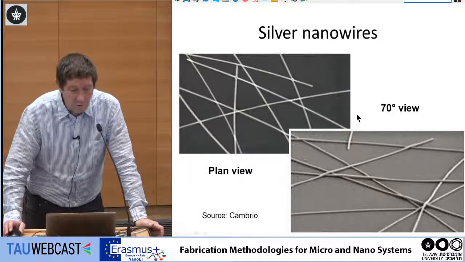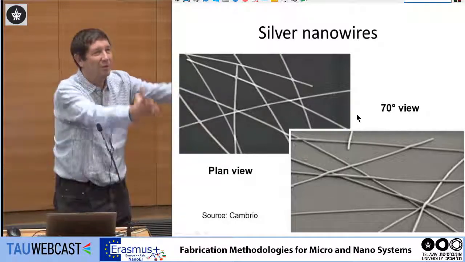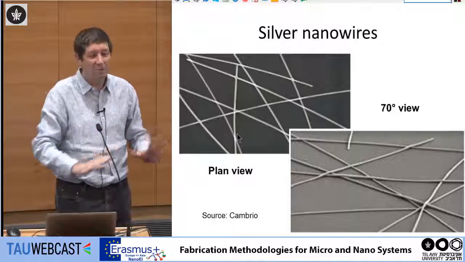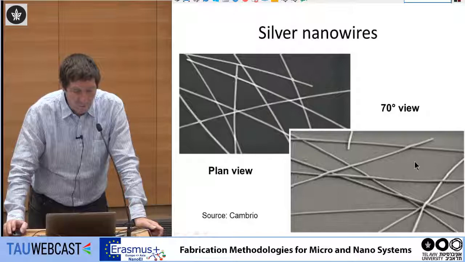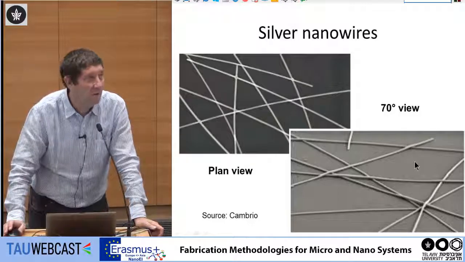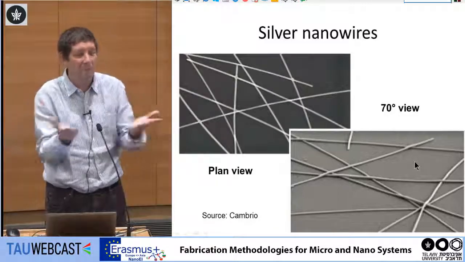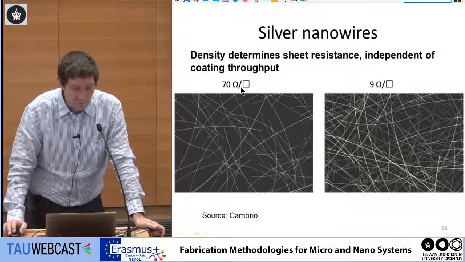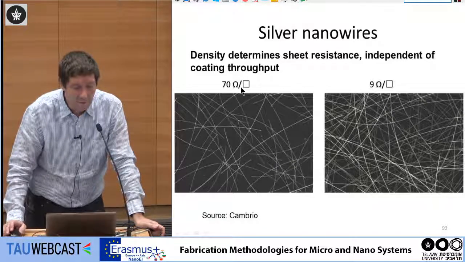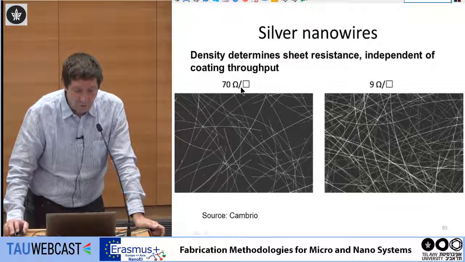A second option is to use silver nanowires, and it's like the game where you make the nanowires and throw them on the table, and they randomly generate a mesh. This company, Cambrios, makes silver nanowires and kind of throws them on the plate, vibrates it, and you have this coating. And this is how it looks. You can make them 70 ohm per square and 9 ohm per square. Its density determines sheet resistance independent of coating throughput. And it's pretty transparent.